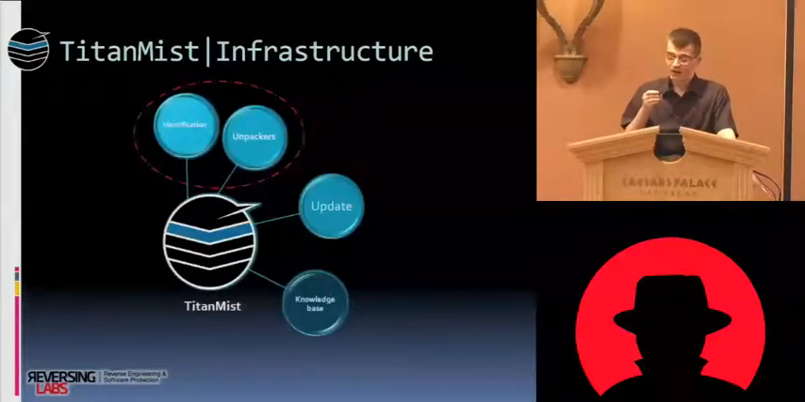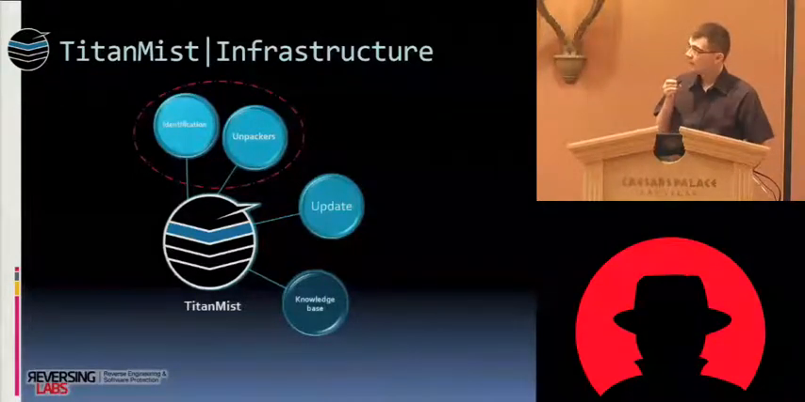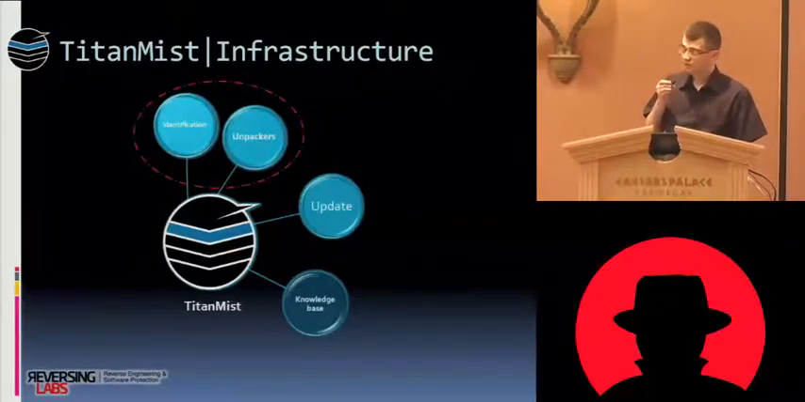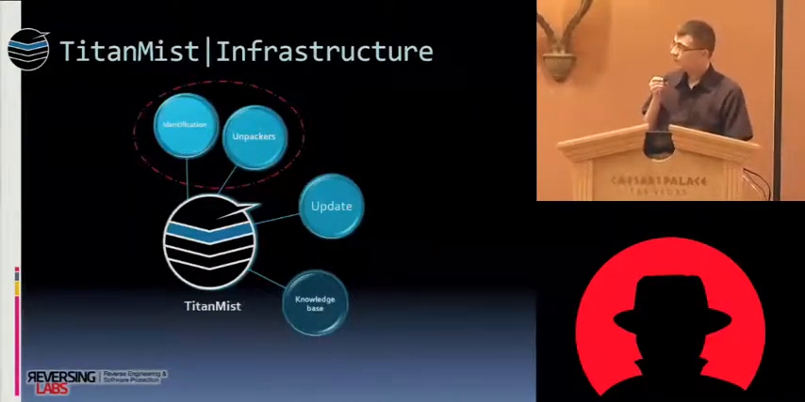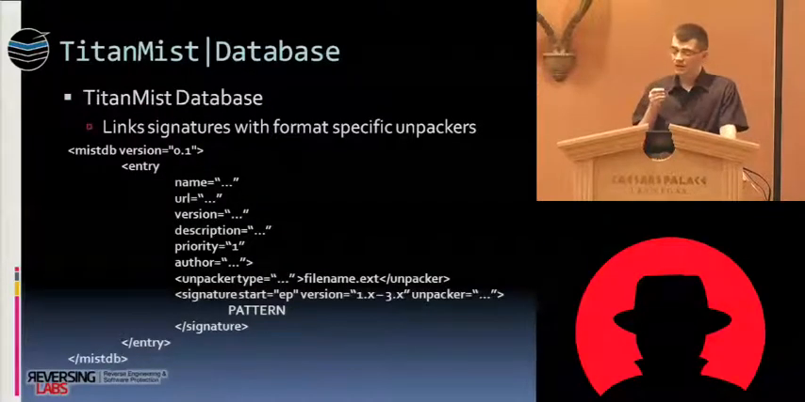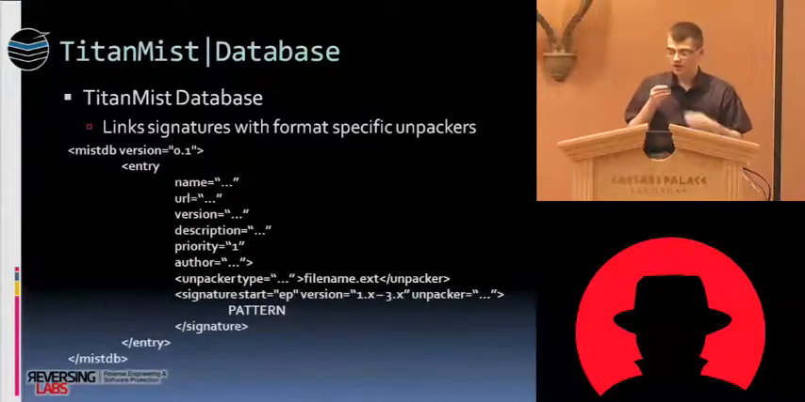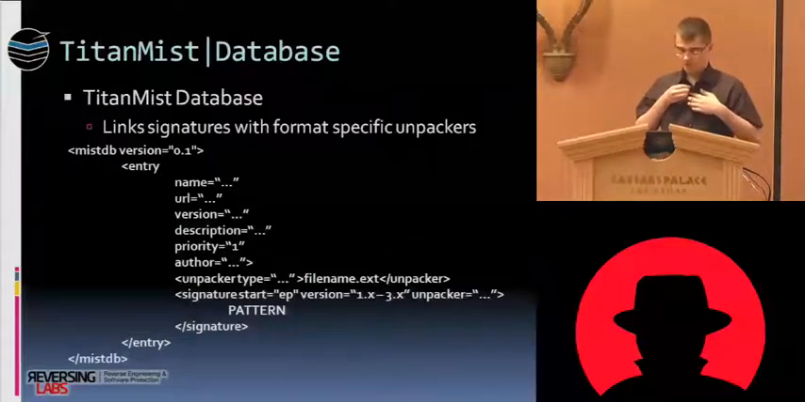So the infrastructure behind the TitanMist project is really simple. TitanMist unifies both identification and unpacking in a single layer, and it has an update feature, and at the back end it has a knowledge base that serves as a reference point for further research. So the knowledge base is just back end information for your research, and has some samples and whatever you need to conduct your research. So the basic layout of the database is as follows on the screen. In a nutshell, it's an XML database which has the following features.